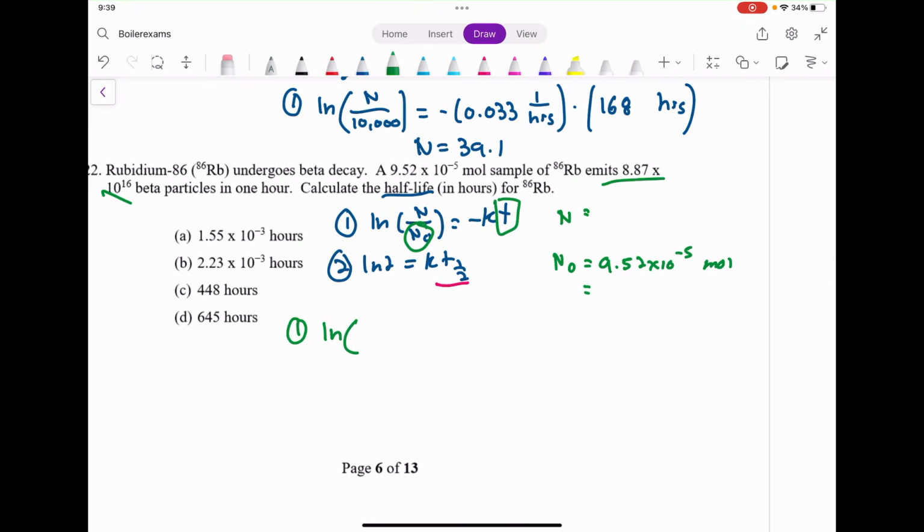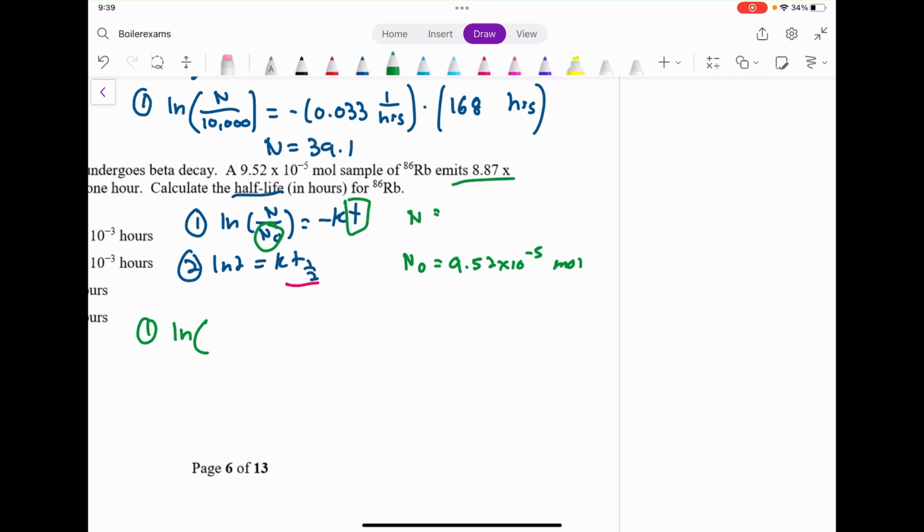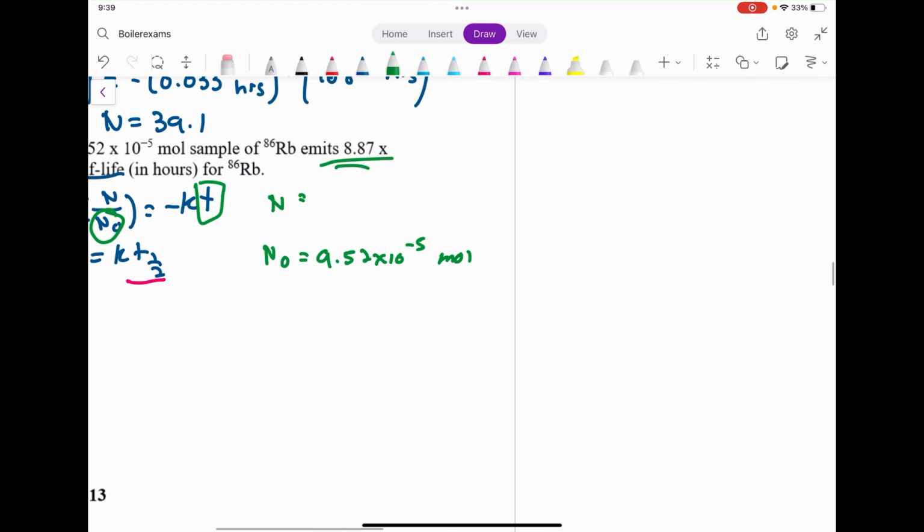First step, let's convert these moles into atoms, because we are given a rate of emitting particles and not moles. So let's get this into particles. I know in 1 mole there is an Avogadro's number worth of particles, or atoms. I'm going to call them atoms here, I think that makes more sense. 9.25 times 10 to the negative 5 times Avogadro's number. So initially we have 5.73 times 10 to the 19 atoms.